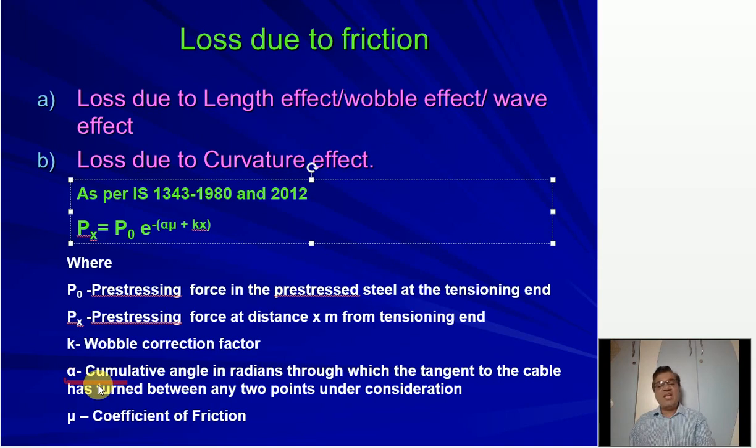So, when jacking is done only from one end, that means the tensioning operation is carried out from one end, then this alpha is equal to 2 theta. What is theta? Theta is the angle made by the cable profile near the support. So it is 2 theta, and if jacking is done from both the ends, then this alpha is equal to theta only. Mu is the coefficient of friction. So in the next table, the values for the coefficient of friction are given, based on the contact surfaces. Now, P0 is the pre-stressing force at the tensioning end. K is called the wobble correction factor, and X is the distance from the jacking end.